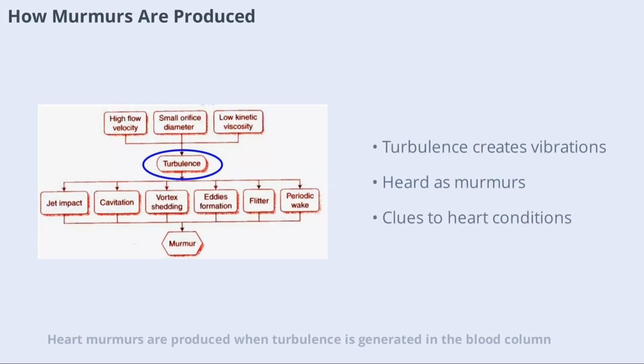Murmurs are produced when turbulence is generated in the blood column. This turbulence sets up vibrations in the vessel walls and cardiac structures, which are then heard as murmurs. The sound is essentially a result of blood moving through the heart in a way that is not completely smooth, often due to high flow, small orifices, or changes in blood viscosity. These vibrations can be picked up during a physical examination, providing important clues about underlying cardiac condition.